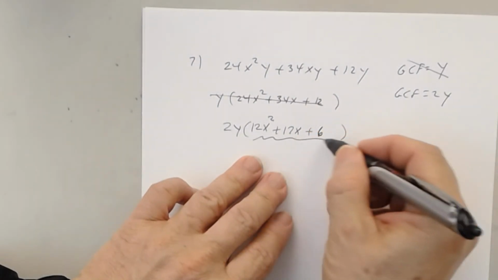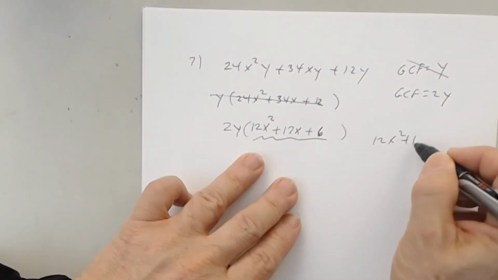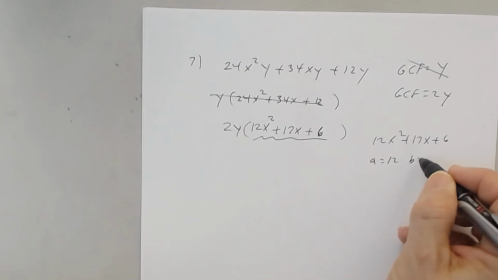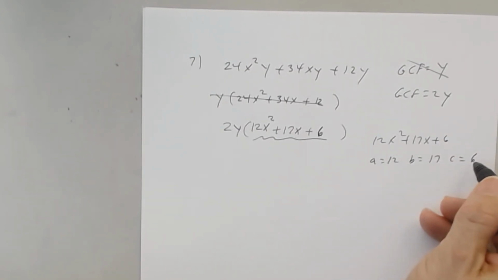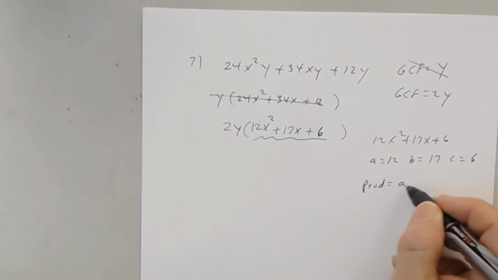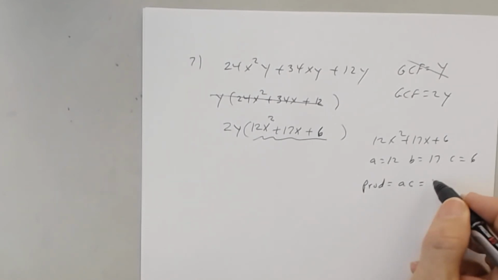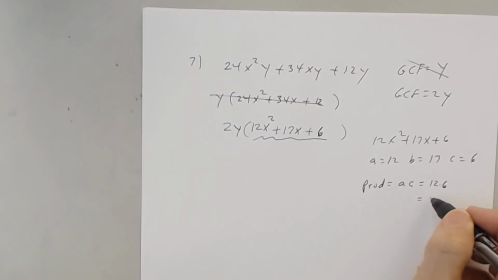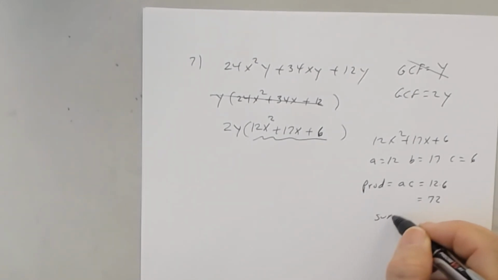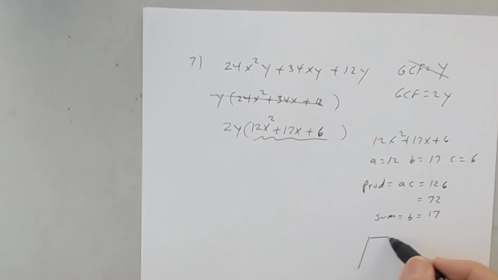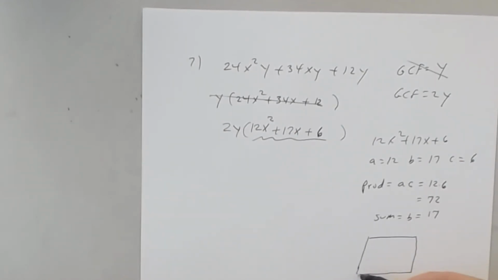All right, so let's go off to the side and then rewrite 12x squared plus 17x plus 6. What's A? What's B? And what's C? 6. So I want two numbers whose product is AC, which in this case is 12 times 6. What's 12 times 6? 72. And whose sum is B, which in this case is what? 17. All right, so let's kind of figure it out. Use your calculator to help you.